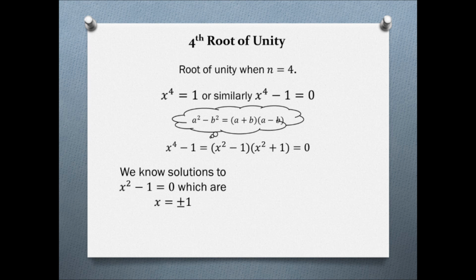But for the second factor, x squared plus 1, we're going to have to use the quadratic formula because we can't actually factor. And again, you'll notice that we actually get complex numbers. So again, it just depends if we're talking about reals or including complex, but all of these are legitimate answers to this equation, or the roots of unity.